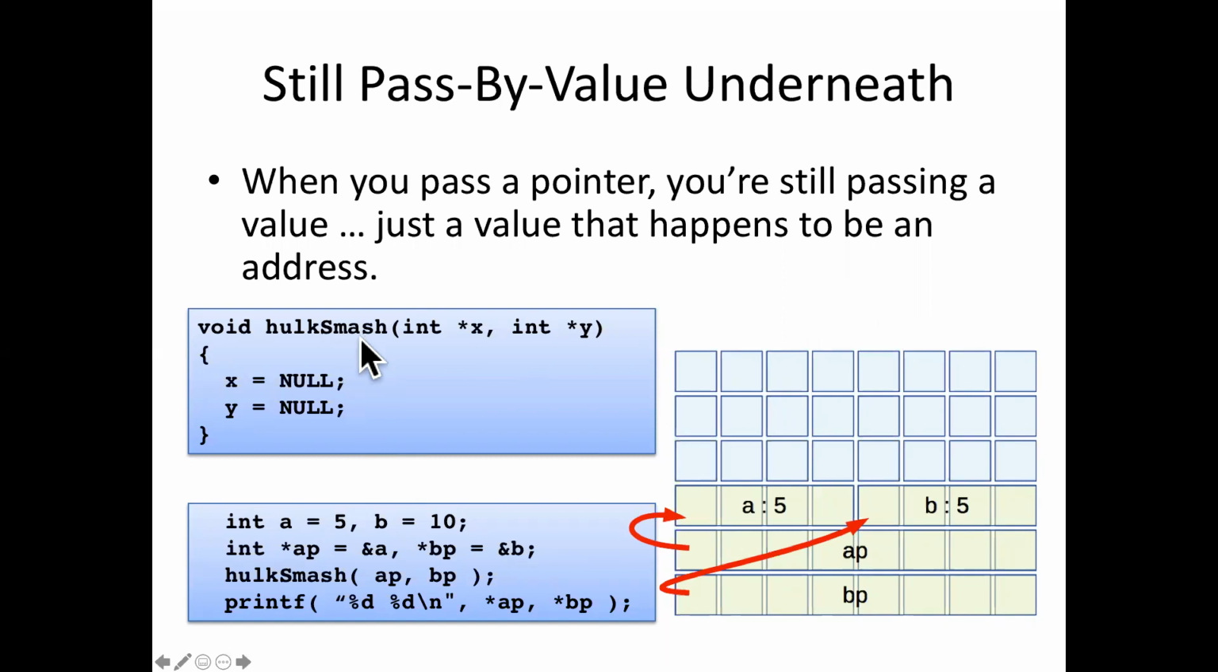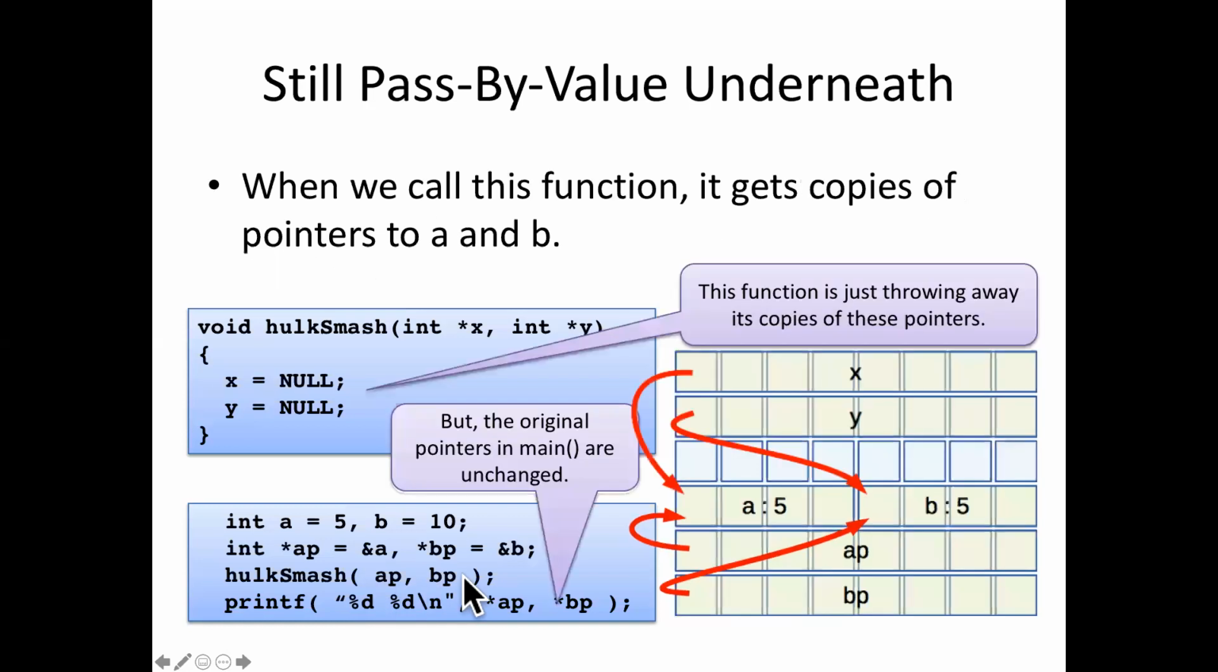I wrote this function Hulk smash, and it's trying to show that a function that takes two addresses is really just getting copies of those addresses. Down here in the caller, I make a couple of variables A and B. I make a couple of pointers that point to each of them. So before I call Hulk smash, I think of memory as looking like this. I've got two pointers, one pointing to A and one pointing to B. And then I call this Hulk smash function, and I give it my two pointers. So when this function wakes up, it has its own parameters, X and Y, and X gets initialized to point to A, and Y gets initialized to point to B.